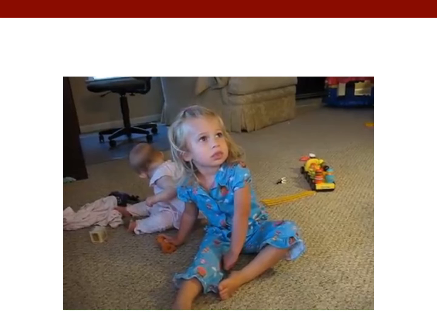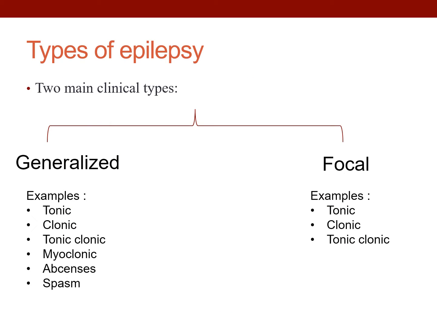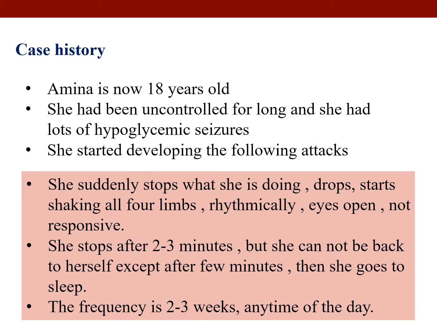Good. So she was a patient who was 8 years old. She did have some seizures at the beginning, but when they looked into it, they found that all these seizures were hypoglycemic. So she did have hypoglycemic seizure. She was 8 years old in the previous slide, but in this slide she is now 18 years. She has been uncontrolled for a long time, and she has had lots of hypoglycemic seizures, and then she started developing the following attacks. So what is the form of these attacks?